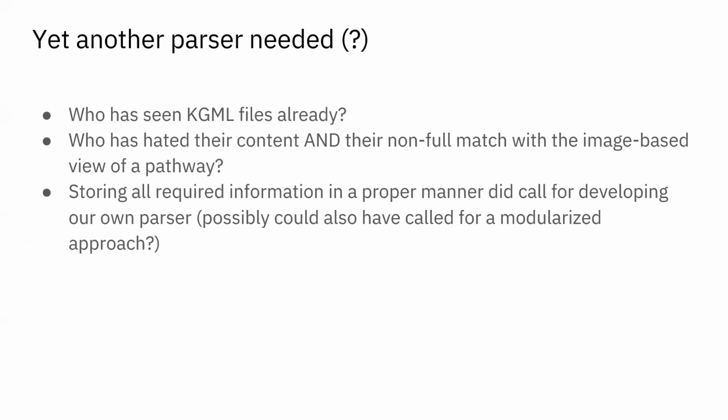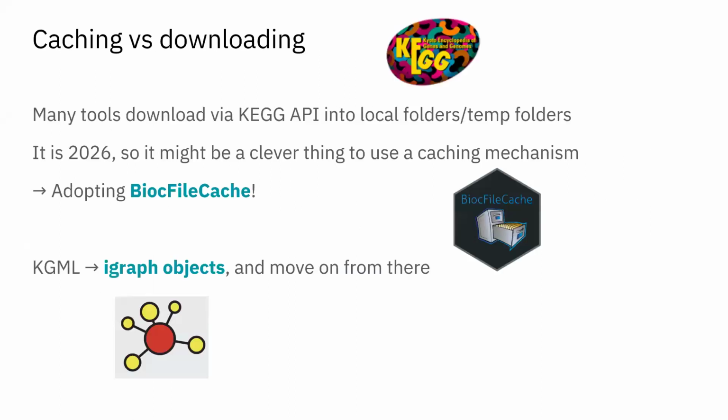So we probably needed a modularized parser that just does the parsing and then does something more than that. And instead of just downloading into every local or temporary folder, we could just have used BiocFileCache, which is what we did. And then instead of going from KGML into a PDF or a PNG, we can actually work with igraph objects and move on from there.